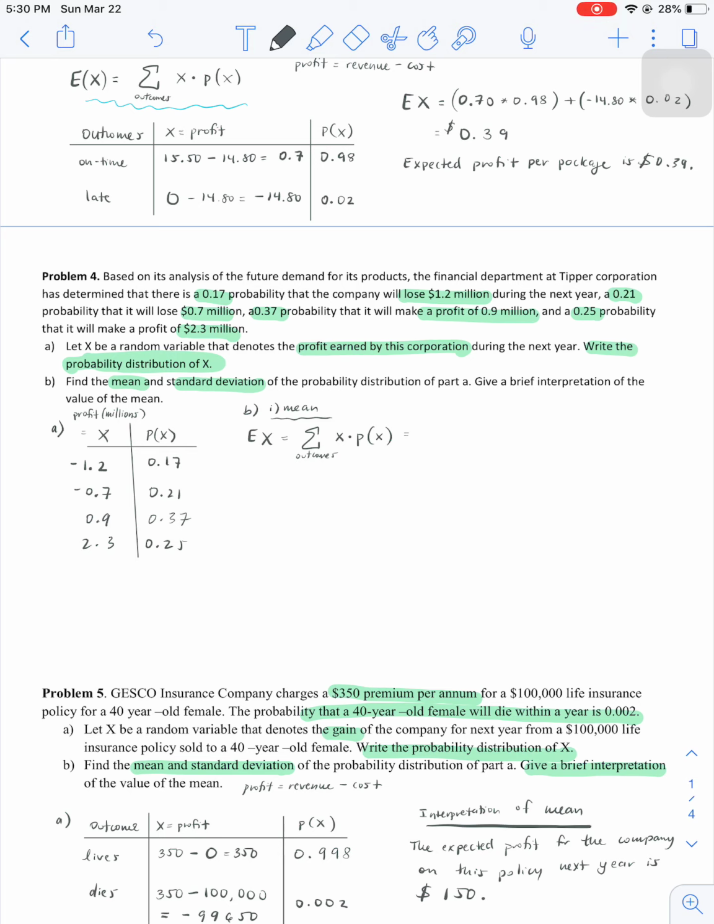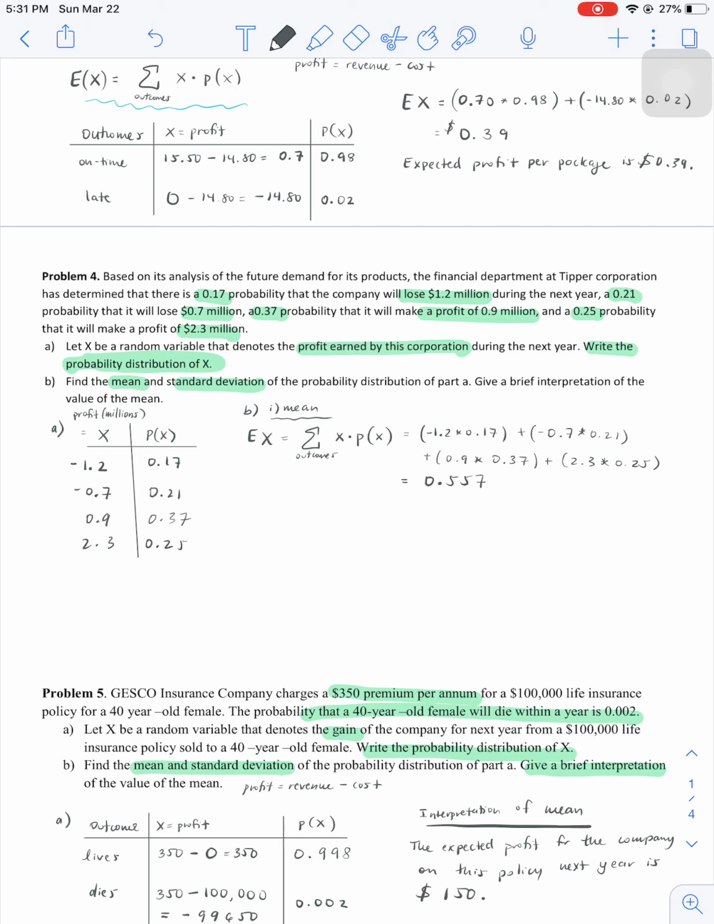So this is equal to negative 1.2 times 0.17 plus negative 0.7 times 0.21 plus 0.9 times 0.37 plus 2.3 times 0.25. Plug that into your calculator, and you should get that the expected value, or the mean, is 0.557.